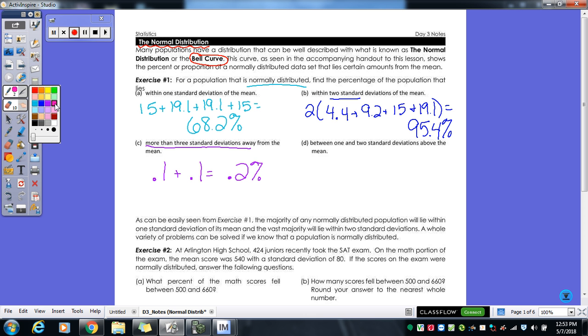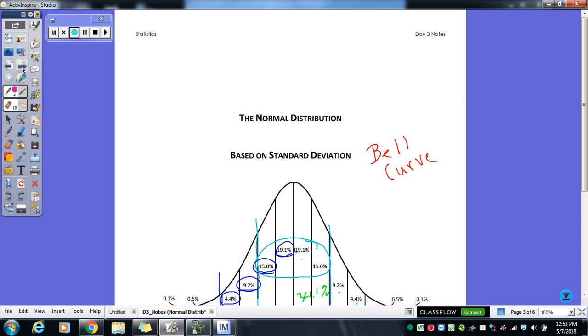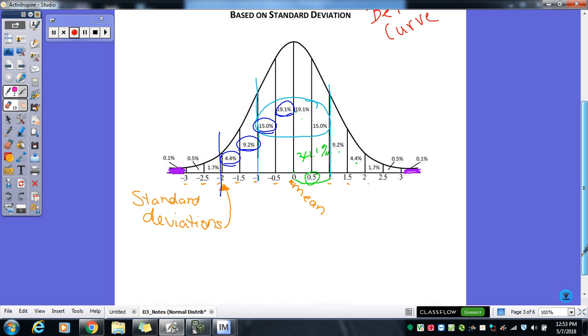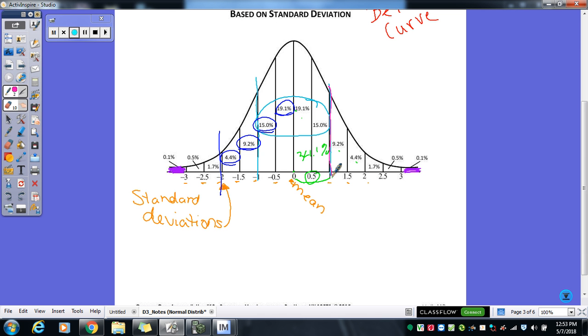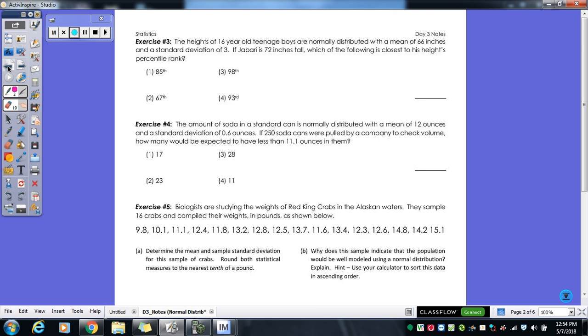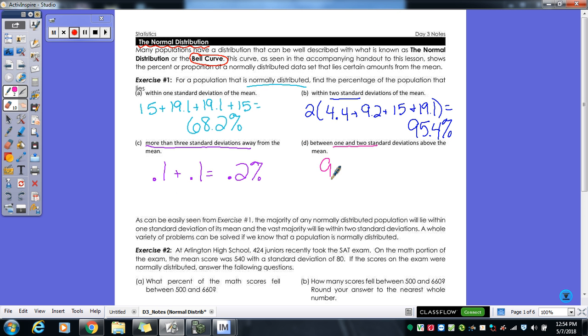Yes. So now they want to know between 1 and 2 standard deviations above the mean. So we're looking at just the ones above the mean. It's between 1 and 2 standard deviations. So here's my 1. Here's my 2. What 2 percentages do we add up? 9.2 and 4.4. So 13.6% of our data falls between 1 and 2 standard deviations above the mean.